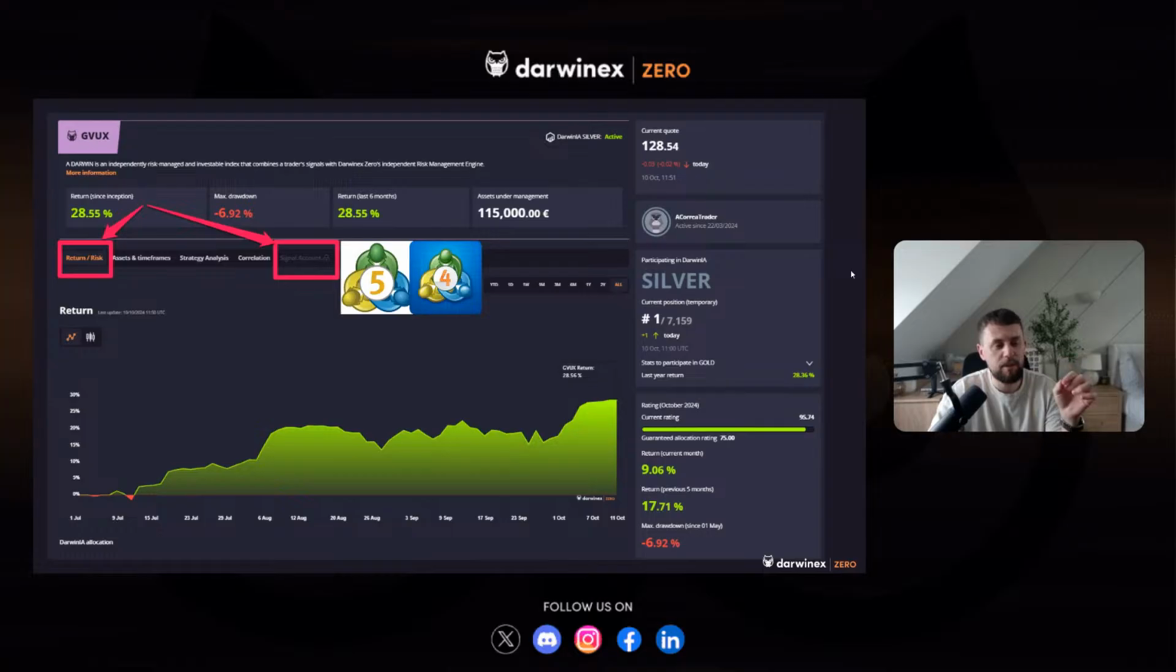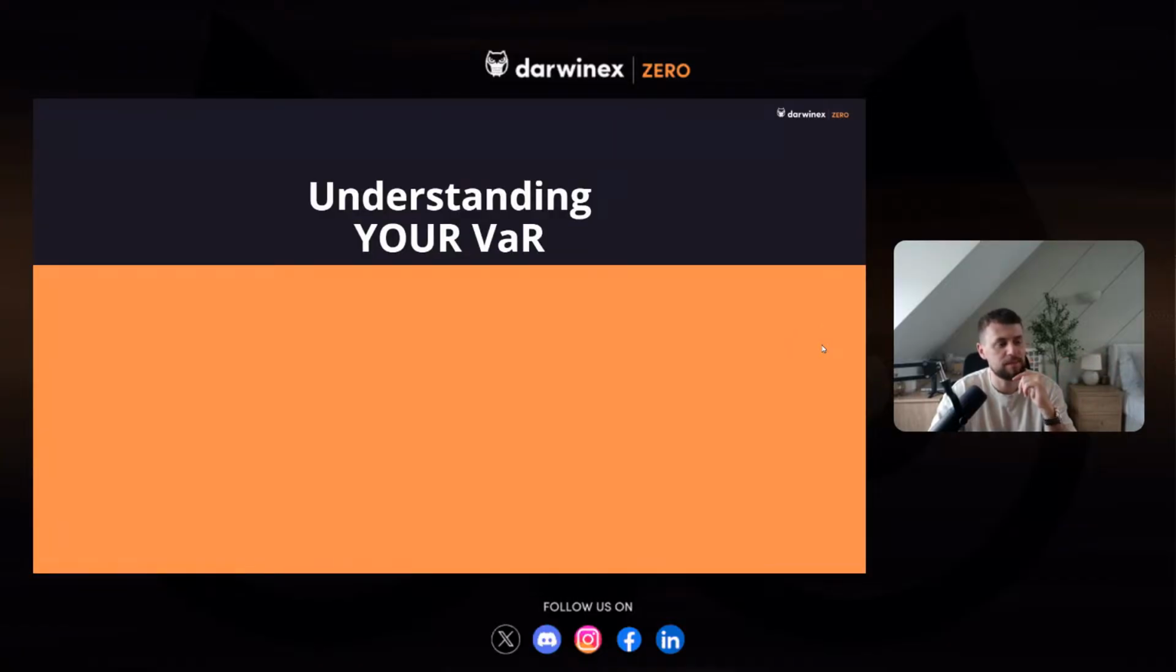Now, I believe on Darwinex, it's optional to be able to show your Signal account statistics. Not everybody does it, and not everybody has to do it. But there is an optional parameter to enable that ability to show your Signal account statistics.